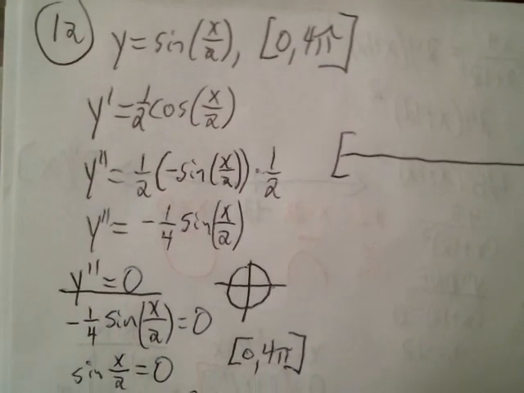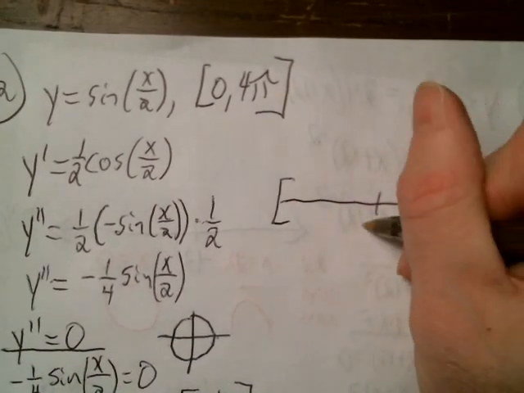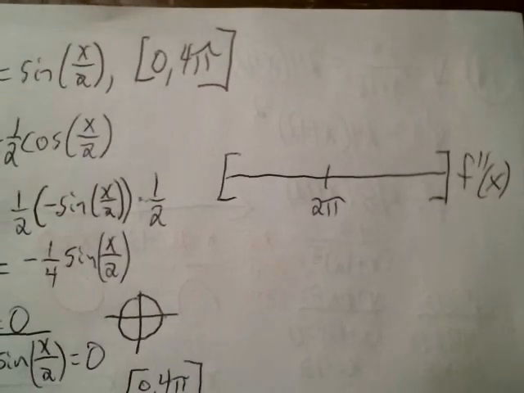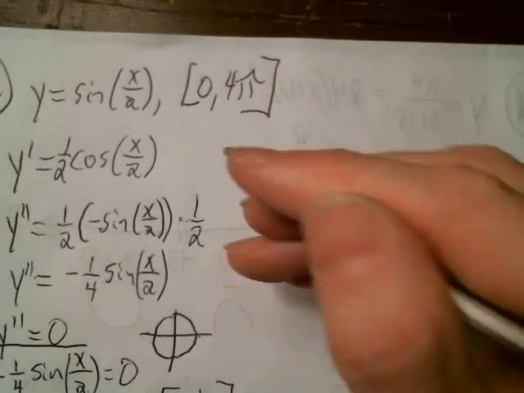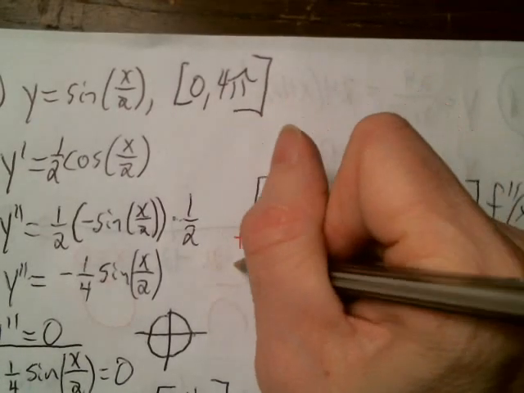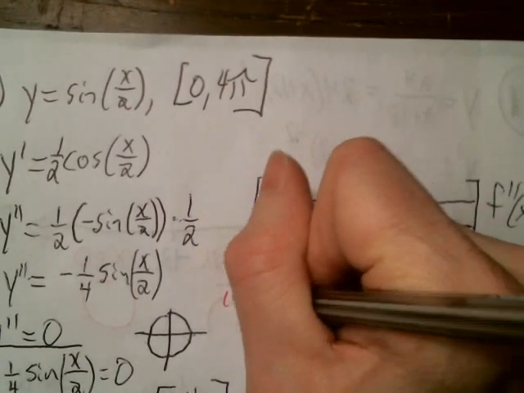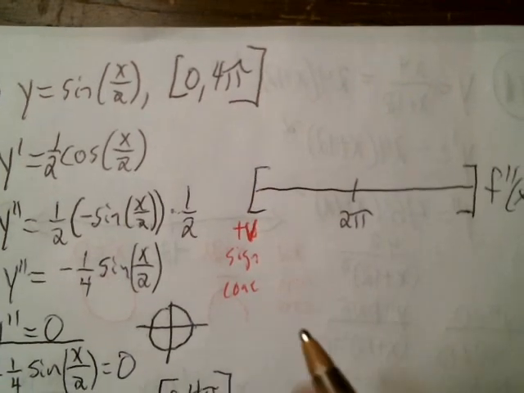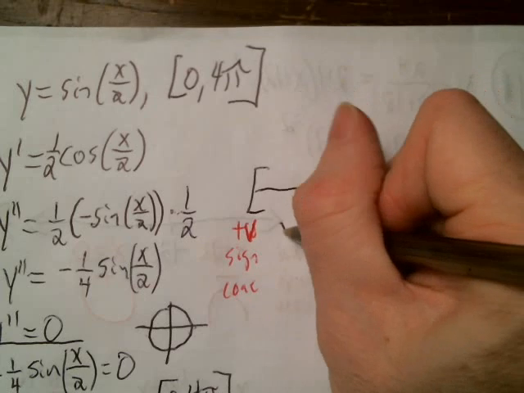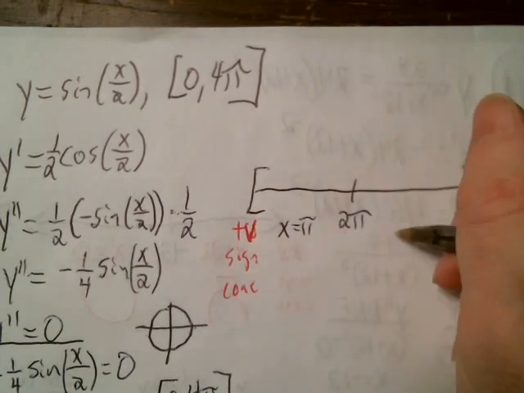Right? And then I'm going to label 2 pi in here. I just need to find the concavity on either side. So you're going to need test value, signs, and conclusions. Okay. So test value, I'll take pi and 3 pi.